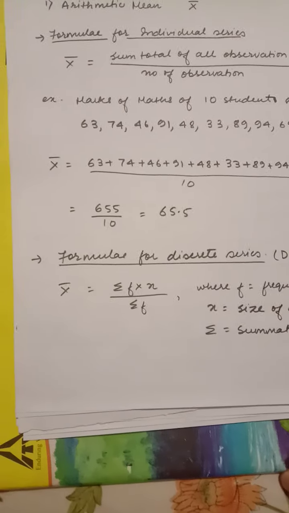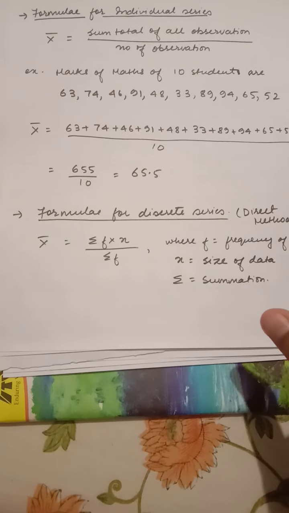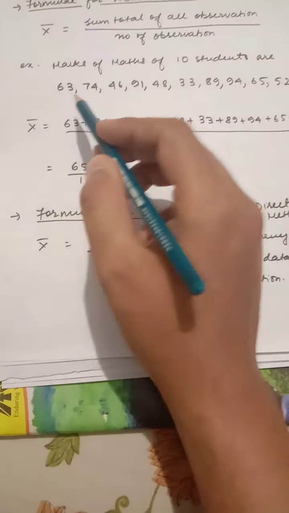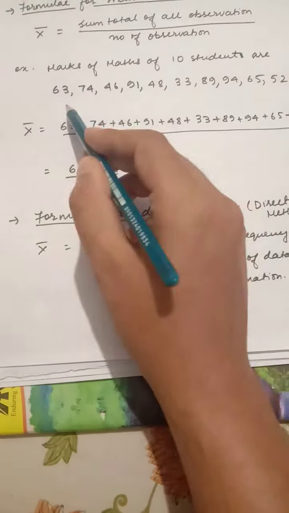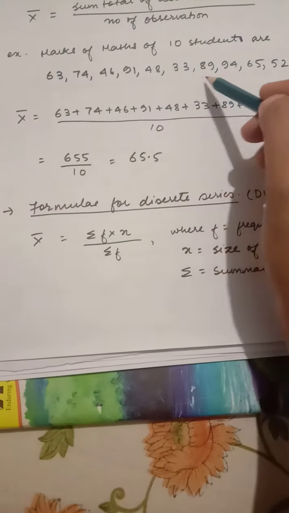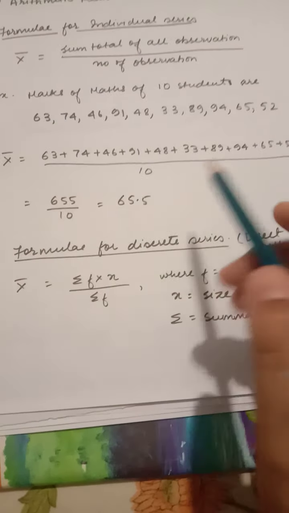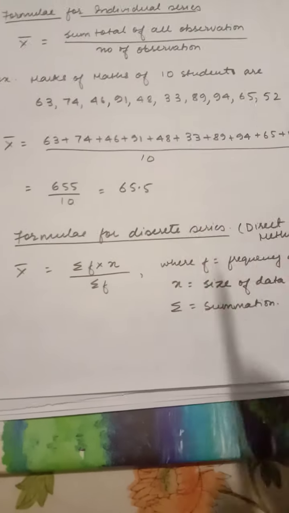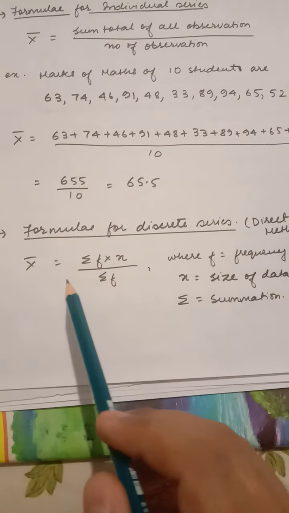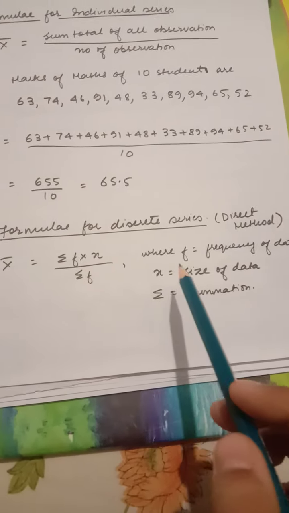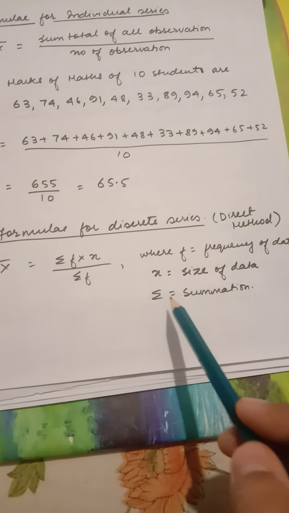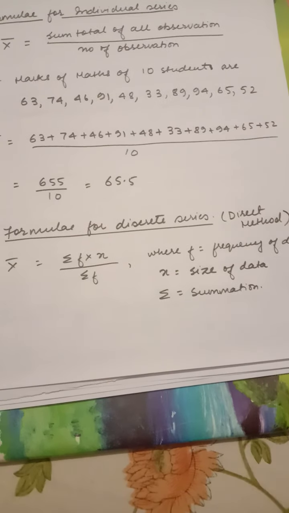Okay. Now let's discuss the formula of discrete series. We had said earlier that in discrete series there is a frequency and in individual series there is no frequency. This is how we could say whether a series is individual or discrete: the first thing is the lack of frequency. So for this, the formula is x bar equals sigma fx, that is f into x, divided by sigma f, where f is the frequency of the data, x is the size of data, and this is sigma, or we could say the summation, meaning sum total.